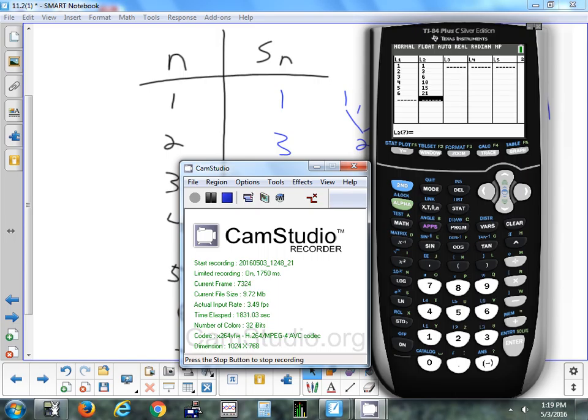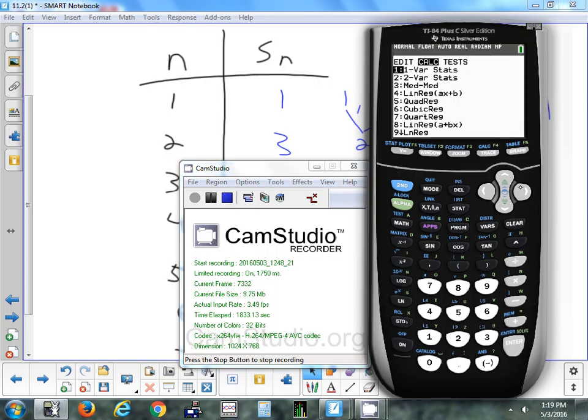Quadratic. So I'm going to go to Stat, go to Calc, and tell the calculator to look for a quadratic pattern. Okay? I have to know what kind of pattern to look for. I put my x's in L1 and my y's in L2, so I don't need to change anything. It tells me the formula is, using n as my variable, 1/2 n squared plus 1/2 n.